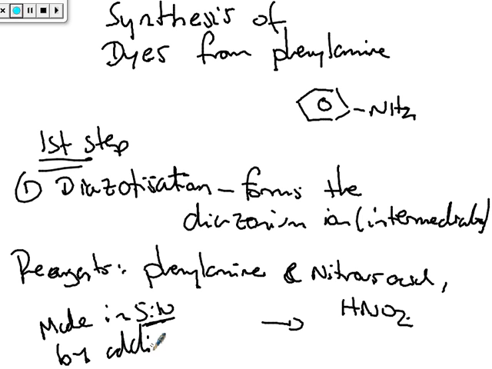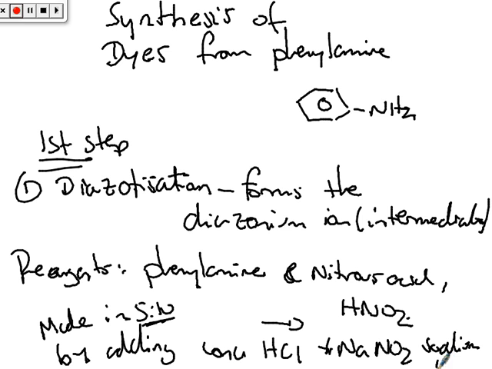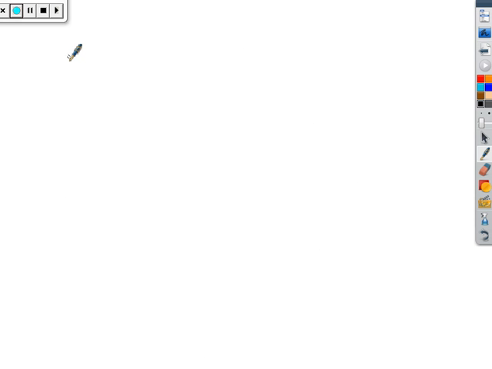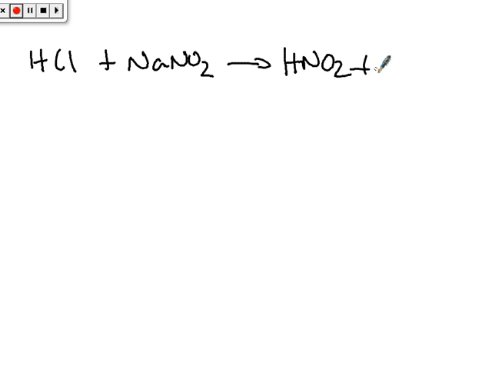by adding concentrated HCl and NaNO2, which is sodium nitrite. Okay, so the first step, you need nitrous acid, which you make in situ by reacting HCl and sodium nitrite together. Right, so that reaction will look like HCl plus NaNO2, you get your nitrous acid and sodium chloride. Okay, and this is what you're going to react with your phenylamine.